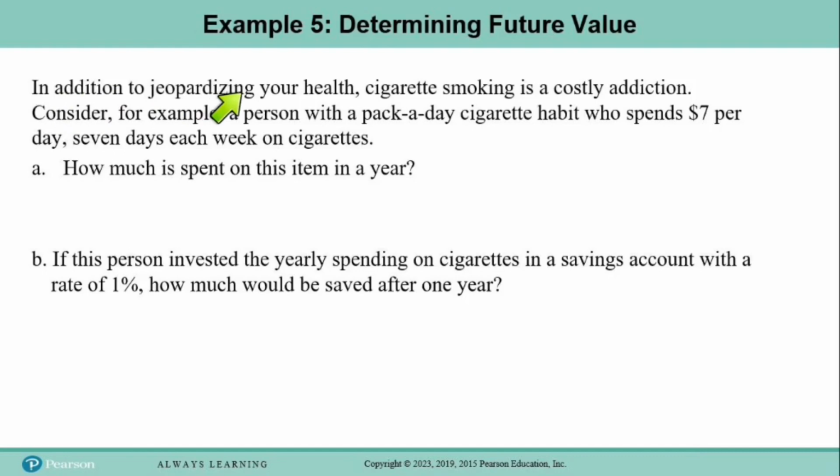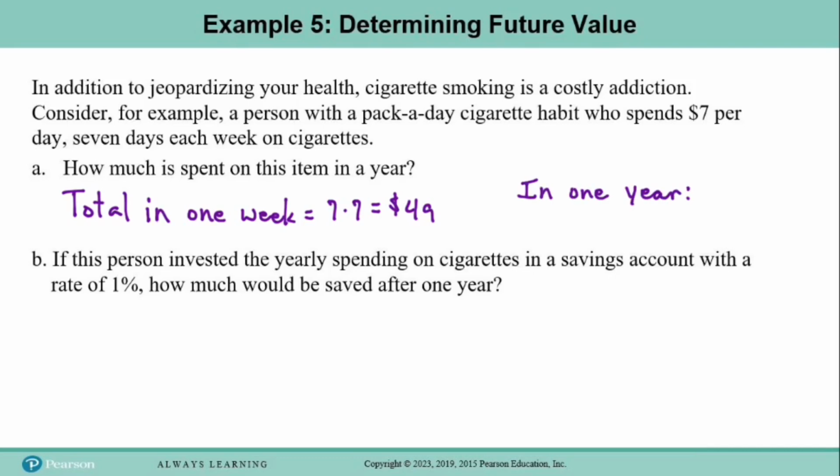Okay, here is example 5, and this is another future value problem. It says, in addition to jeopardizing your health, cigarette smoking is a costly addiction. Consider, for example, a person with a pack-a-day cigarette habit who spends $7 per day, 7 days each week on cigarettes. How much will they spend on cigarettes in a year? Well, if they spend $7 a day and there are 7 days in a week, then they are going to spend $49 a week on cigarettes, and then there are 52 weeks in a year, so 49 times 52 gives us a total of $2,548 spent on cigarettes in a year.